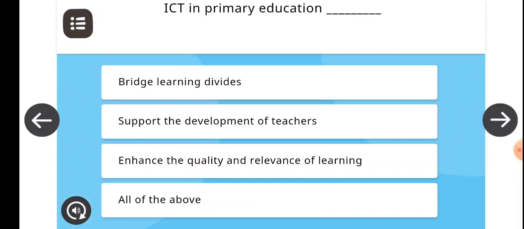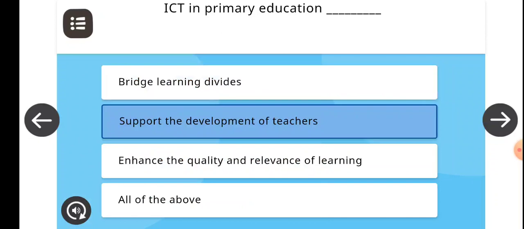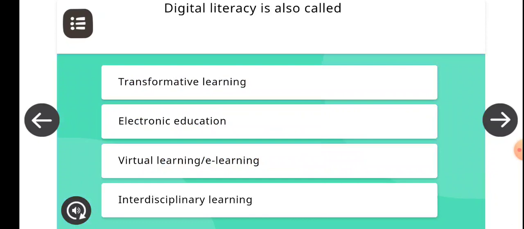ICT in primary education, information and communication technology in primary education, how is it helpful? It will bridge the learning divides. Yes, of course. Support the development of teachers, of course. It develops the teachers, enhances the quality and relevance of learning. Yes, it improves the quality of teaching and so improves the learning also. So all of the above are the right answers.